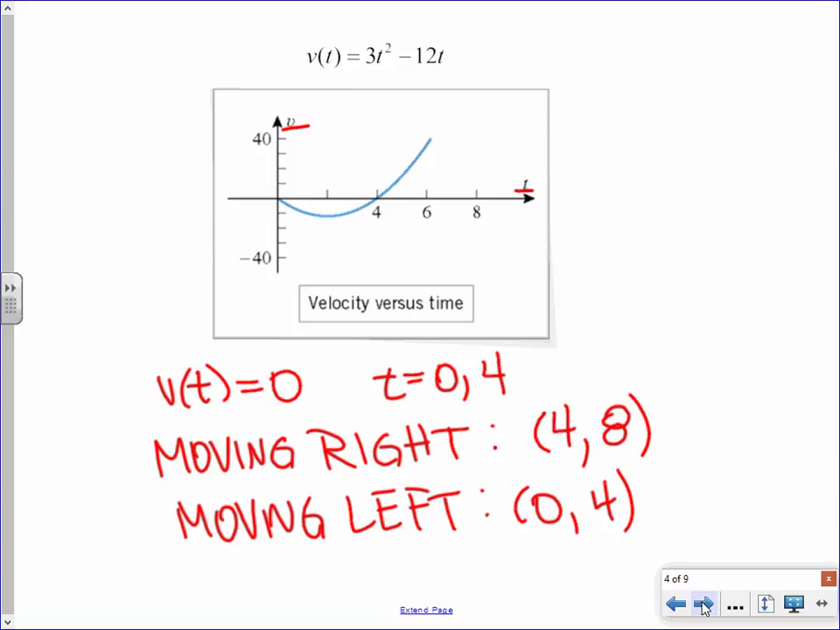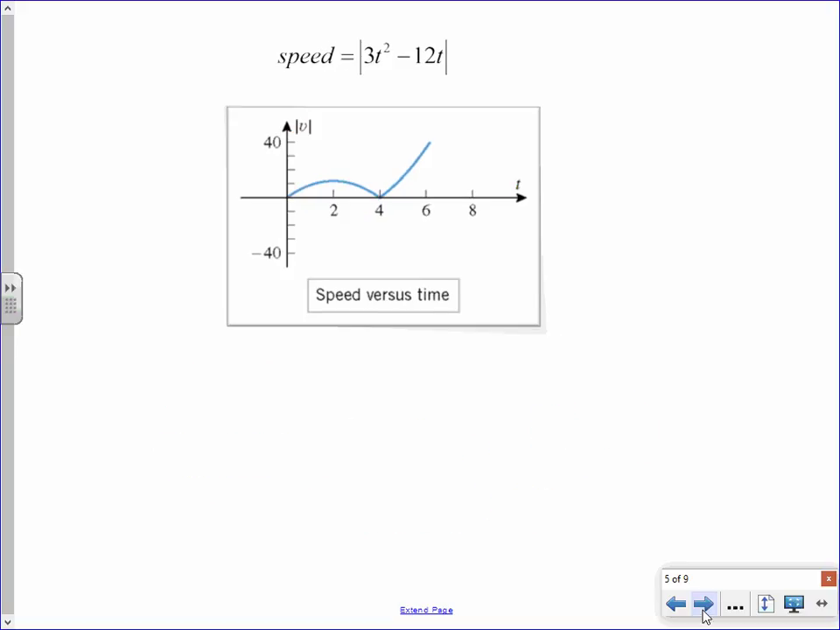Speed, remember, speed is the absolute value of the velocity, which means if any velocity is negative, it's going to make it positive. So this is the speed graph. Anything that's negative, it makes it positive.